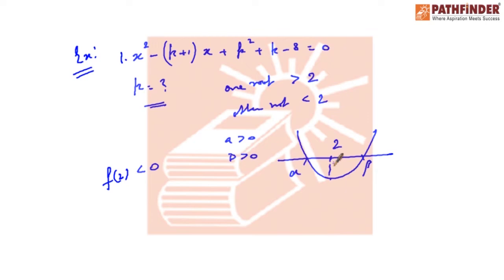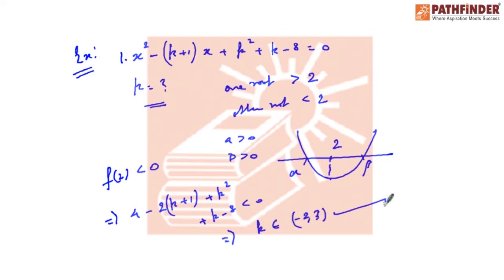So, putting f(2) less than 0 and simplifying, we get 4 minus 2 times (k plus 1) plus k squared plus k minus 8 less than 0, and solving this gives us k belongs to the open interval (-2, 3), which is the required answer.